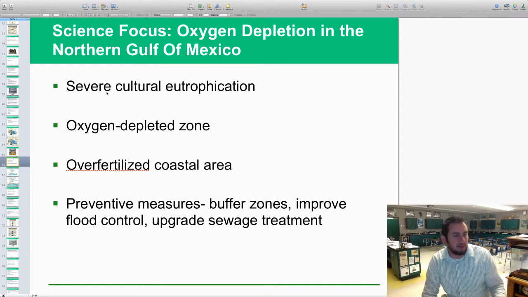Over-fertilized coastal areas, again, because of fertilization. What people are trying to do is keep those greens and the land fertilized. All that's running off into the coastal areas. So there are preventive measures being taken.